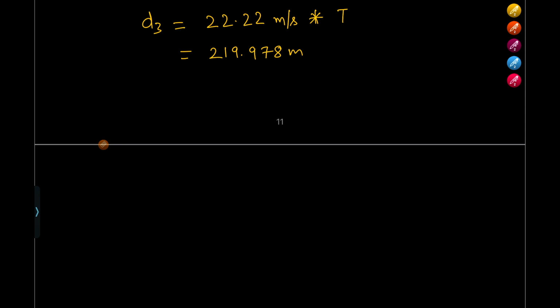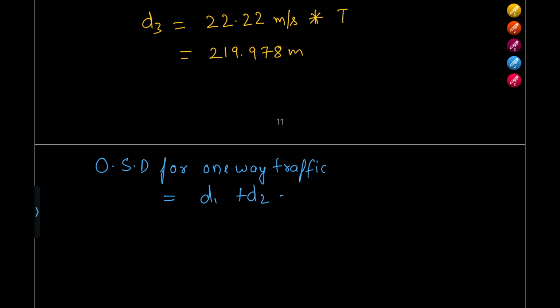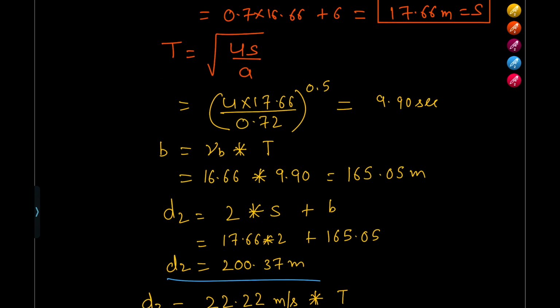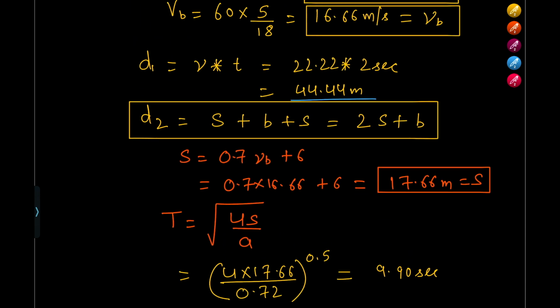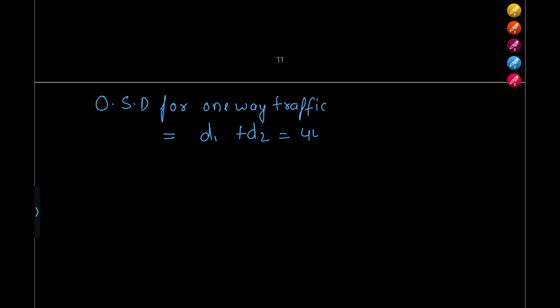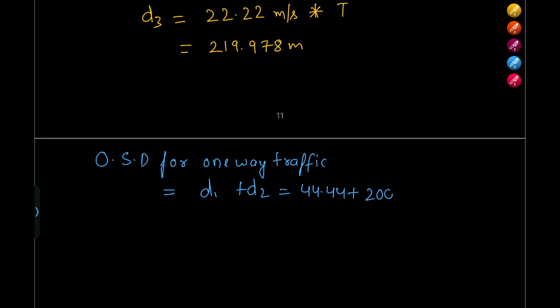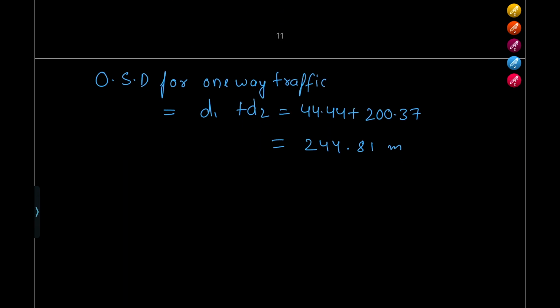So when we calculate OSD for one-way traffic, we'll only consider D1 and D2, right? So OSD is equal to D1 plus D2. D2 has a value of 200.37 and D1 is the value of 44.44. 44.44 is to be added to 200.37. The value will come out to be 244.81. This is the overtaking sight distance that is required for one-way traffic.